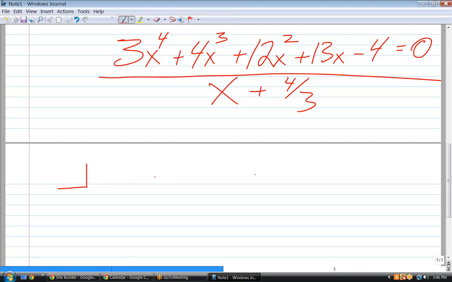So your coefficient is going to be negative 4 over 3. That's what goes in the box. Yeah. Okay. What are the coefficients across the top? 3, 4, 12, 13, and then negative 4.